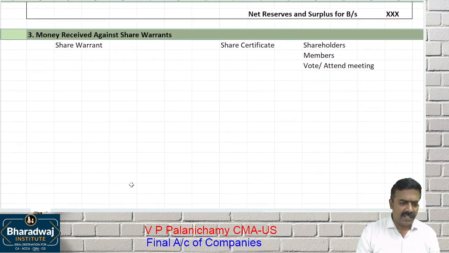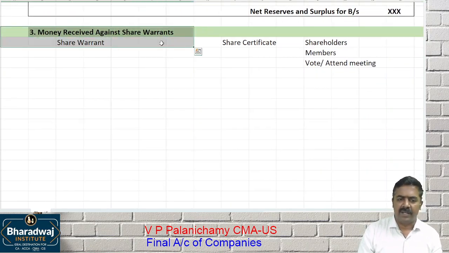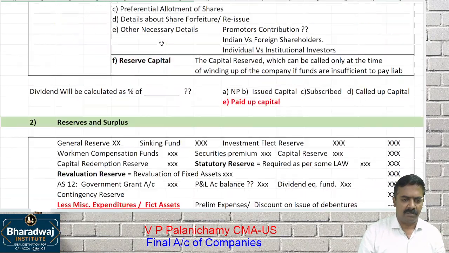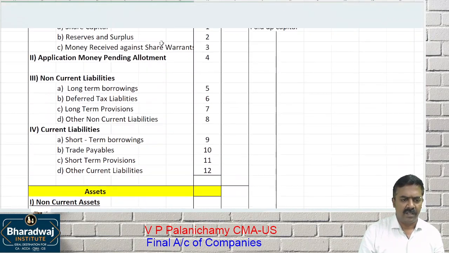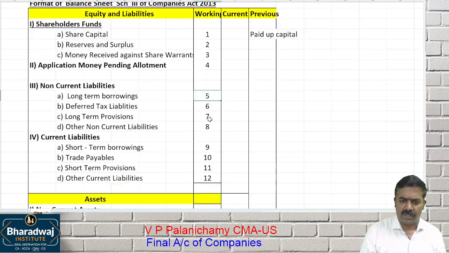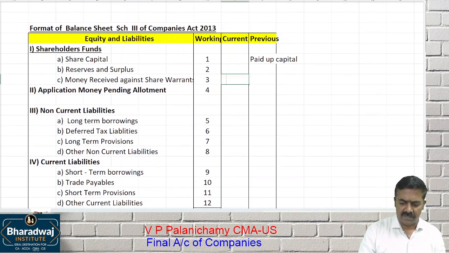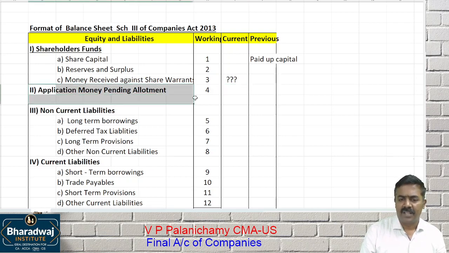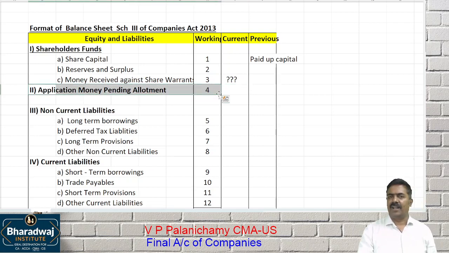Simple. If a company has given any share warrant and taken the money, that will come under which one? Point number 3, money received against share warrant. Okay. Now what is over? Shareholders' funds. What is over? Share capital, reserves and surplus, and money received against share warrants. Over. No explanation required for this. It is automatically understood. What is point number 2? Application money pending allotment.